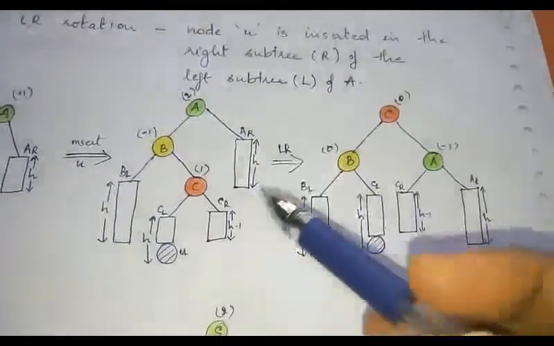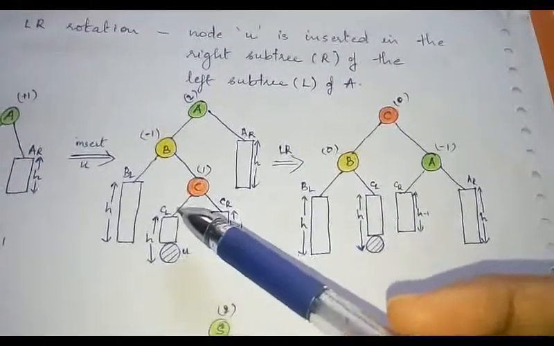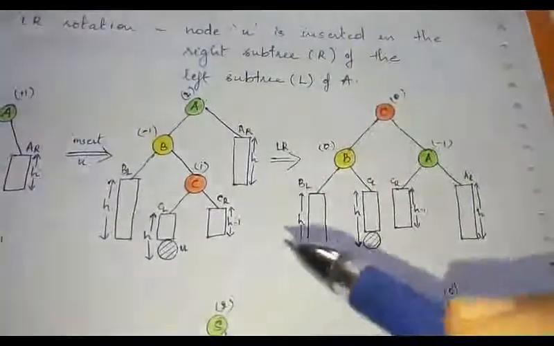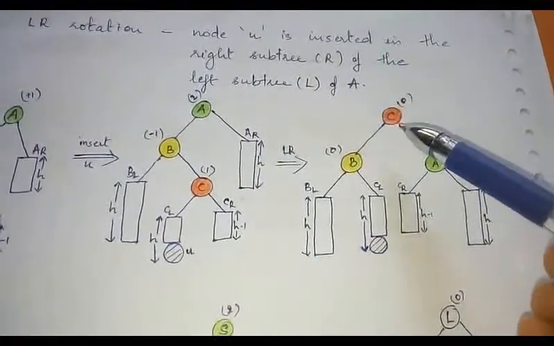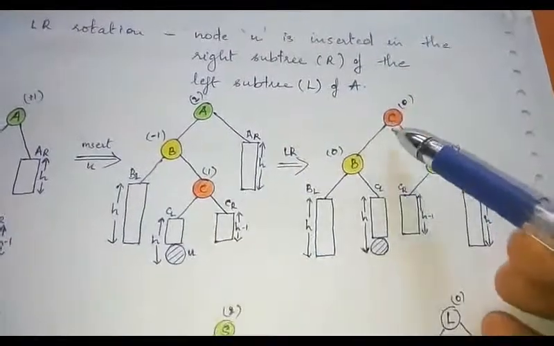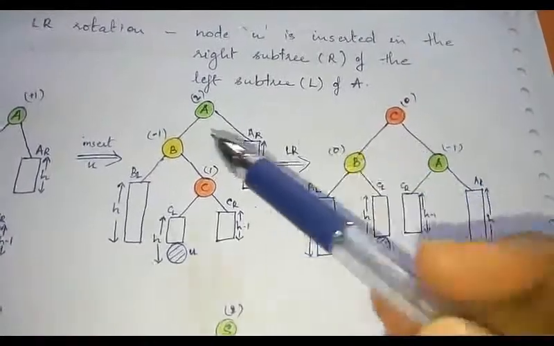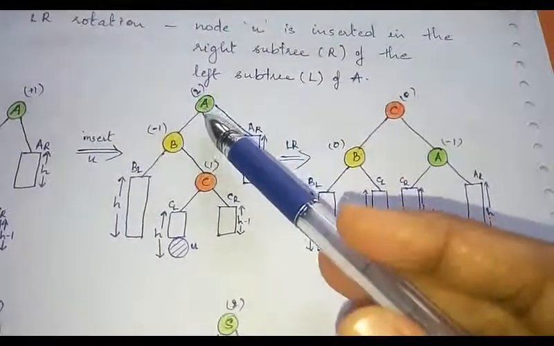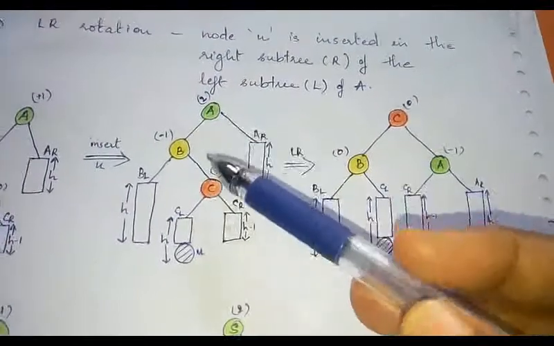Okay, so for LR rotation, since we have a node C and the new node was attached as a child to the subtree of C, we have to make C the root, only then it will be balanced. So to balance the tree, we have to make C the root. So C becomes the root. The left of C will hold B, and the right of C will hold A. That is, actually this A is pulled to the right, but B cannot be made the root. Only C can be made the root.